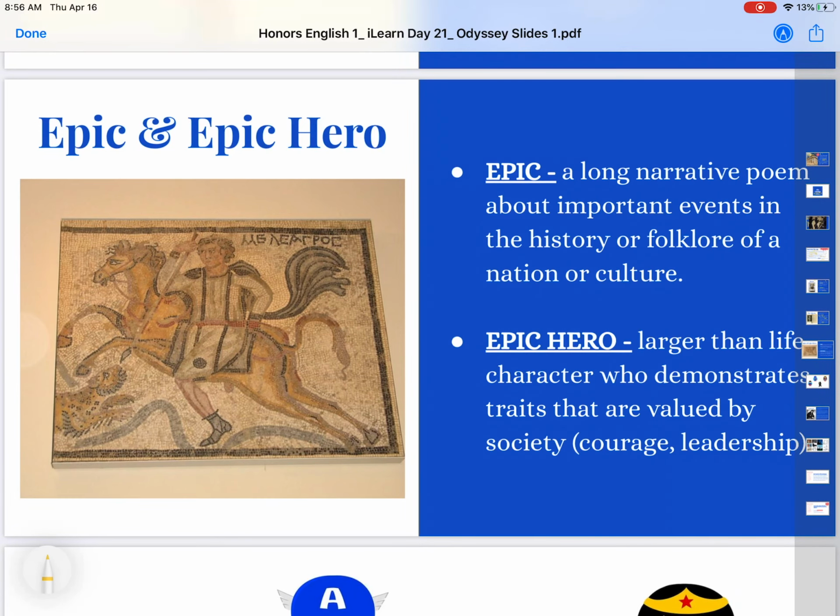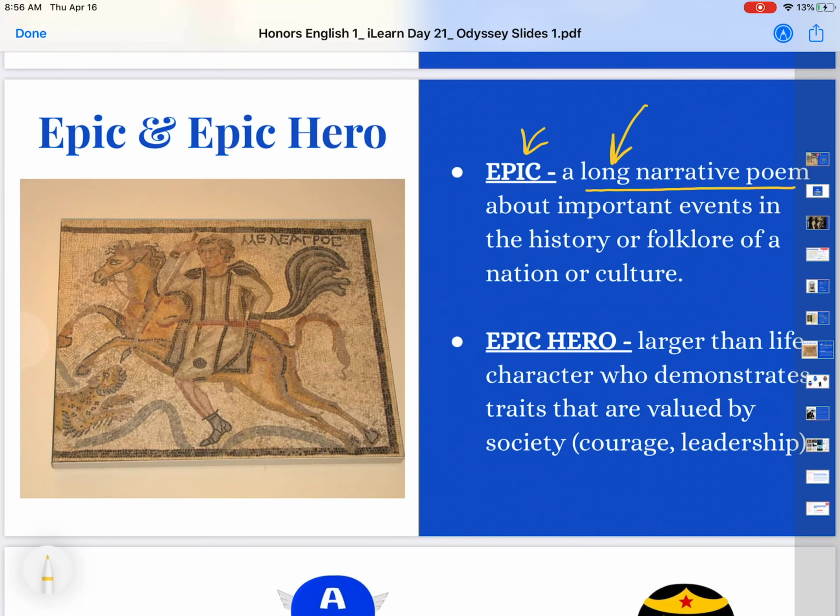So we're not going to jump into the Odyssey today, but we are going to talk about some elements of it, okay? So we have the epic and an epic hero. An epic is a long narrative poem about important events in the history or folklore of a nation or culture. Now, I showed you guys my copy of the Odyssey and the Iliad. It was that big blue book with the gold around the pages. That was 2 poems, okay? So when I say a long narrative poem, I mean a long narrative poem, right? A book-length poem.